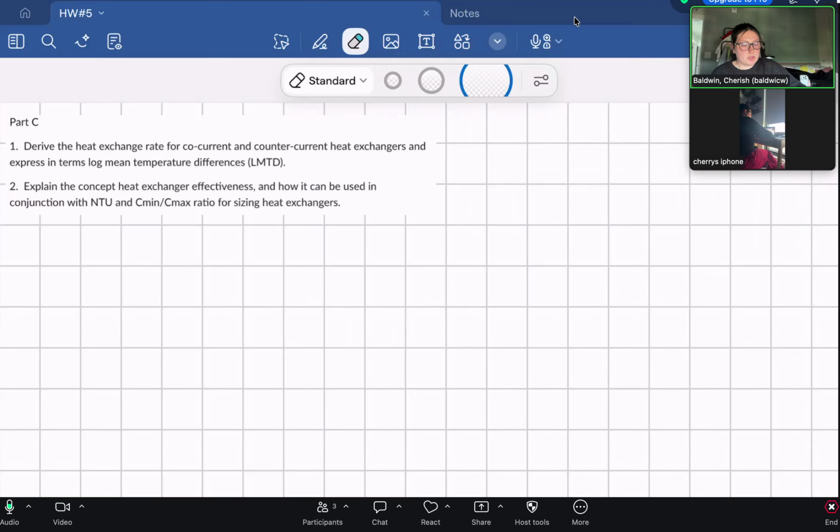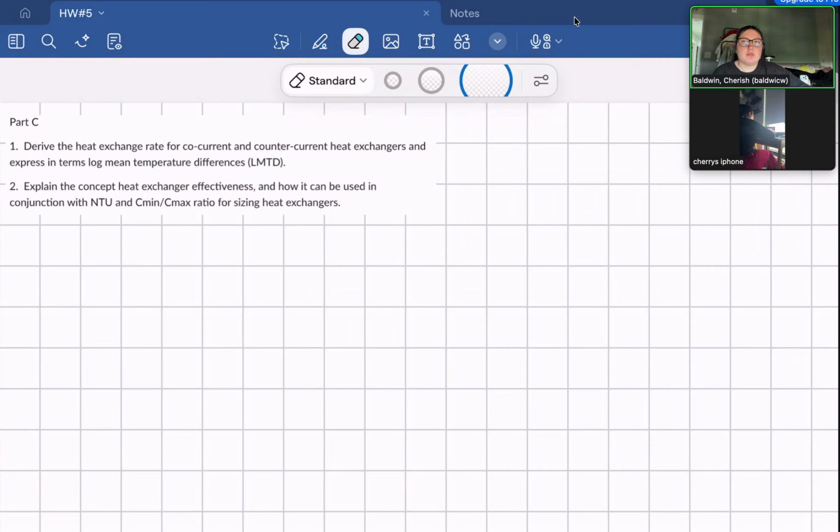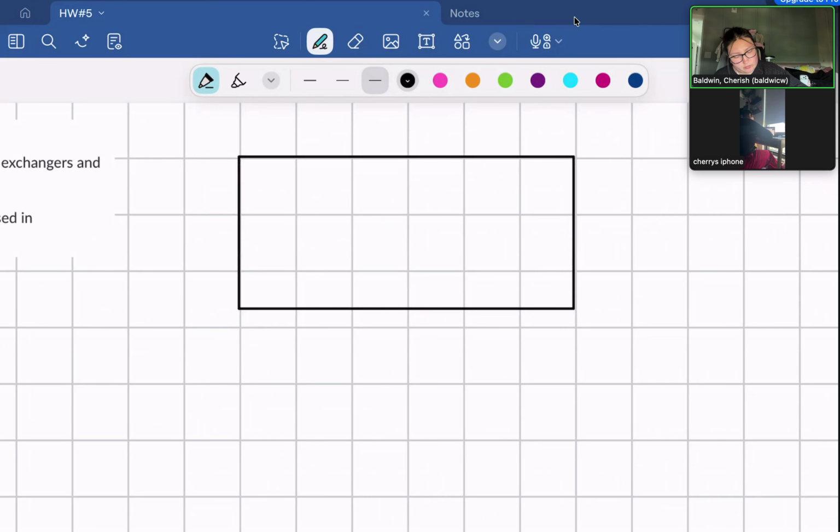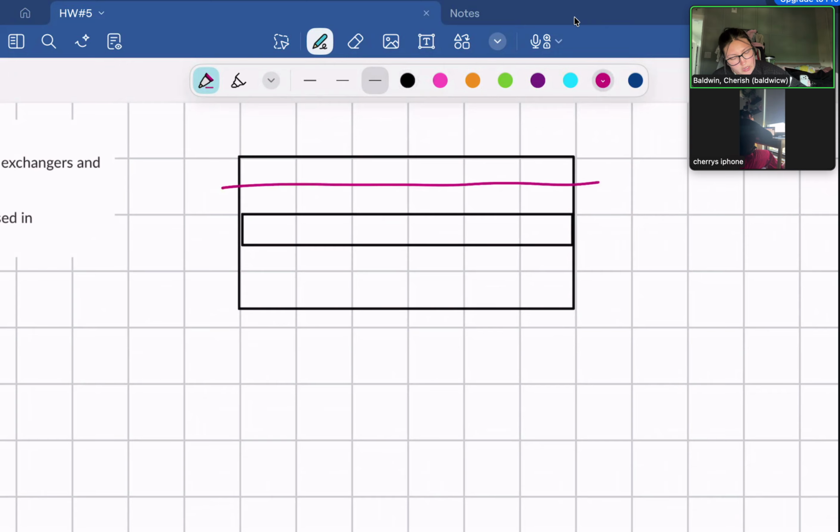All right, so this is homework 5, part C, where I'm going to derive the heat exchange rate for a co-current and countercurrent heat exchanger. So first I'm going to draw a co-current heat exchanger. That's a tube with a tube inside of it. That has hot liquid flowing on the outside and cold liquid flowing on the inside.